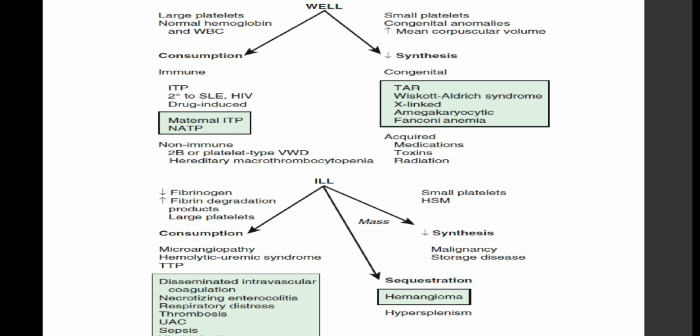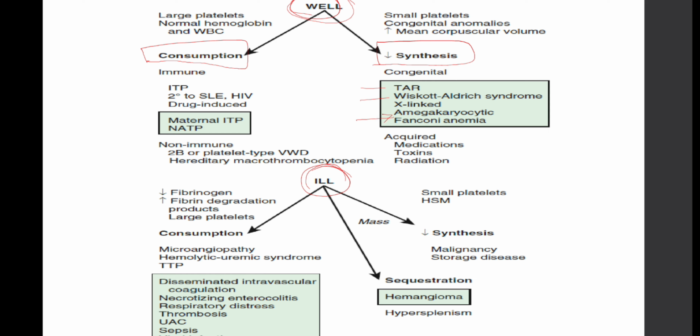So if only the platelet count is decreased and all the PT, aPTT, INR is normal, and other things are normal, then we divide it into a well patient or ill patient. If the patient is well, then we divide this decreased platelet problem into two parts. That means either due to a consumption defect or due to a problem in the synthesis. So decreased synthesis is due to TAR syndrome, Wiskott-Aldrich, or Fanconi's anemia.